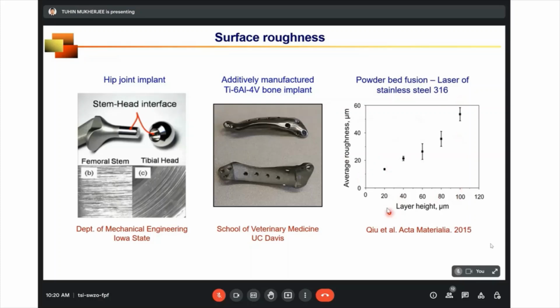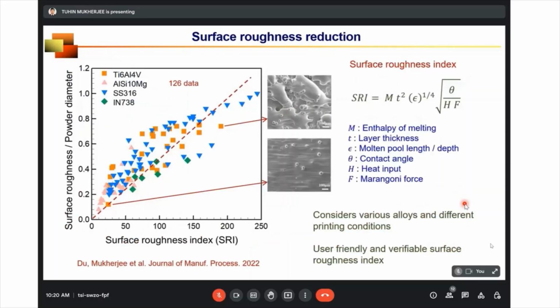But it is not only the layer thickness, which increases the staircase effect and eventually the surface roughness, but there are many other parameters. For example, here I have listed several of them, like enthalpy of melting, layer thickness, molten pool aspect ratio, contact angle, and so on and so forth. Using a dimensional analysis, we can combine all the parameters into an index, and you see that there are many experimental data for four commonly used alloys, and the surface roughness follows a linear trend. High value of index, like here, surface is very bad. Low value of index, here, surface is quite good.